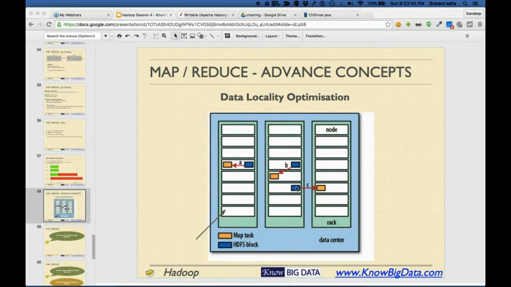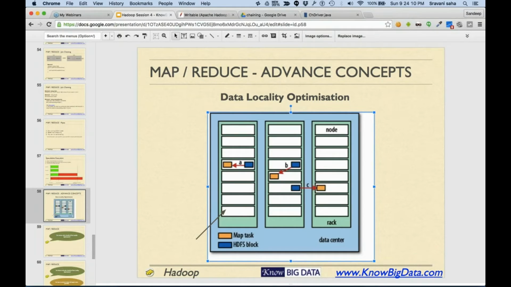All right, because the data transfer would happen, because the map task needs to read the data. Here data transfer is happening over the same local area network, while there is no data transfer happening here. Only the time taken to read data from the disk. Okay, so this is called data locality optimization. So what is data locality optimization? Hadoop prefers situation A over B and situation B over C.